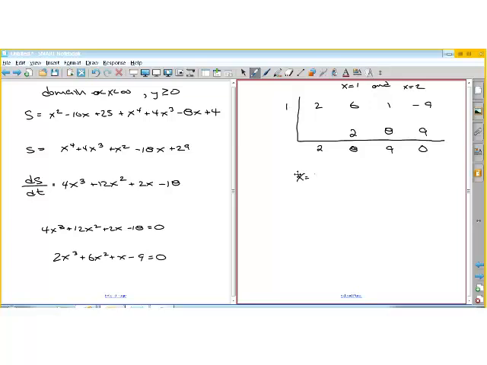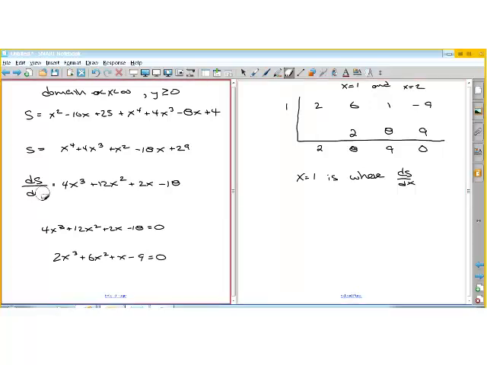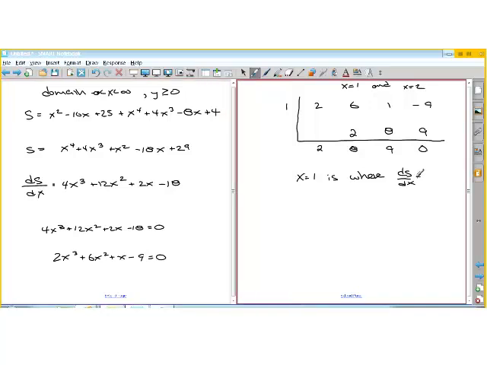So x equals 1 is where ds dx equals 0. I don't know why I put ds dt, ds dx. Let's just try, well, we don't have to try 2. We already have one that works. Let's just put it in there just to see what happens. You'll see it doesn't work.